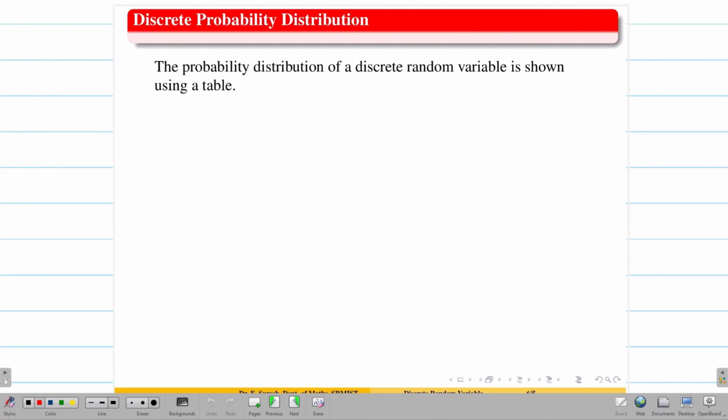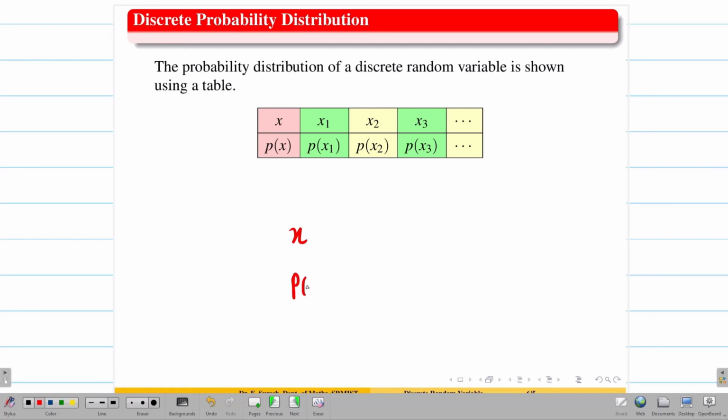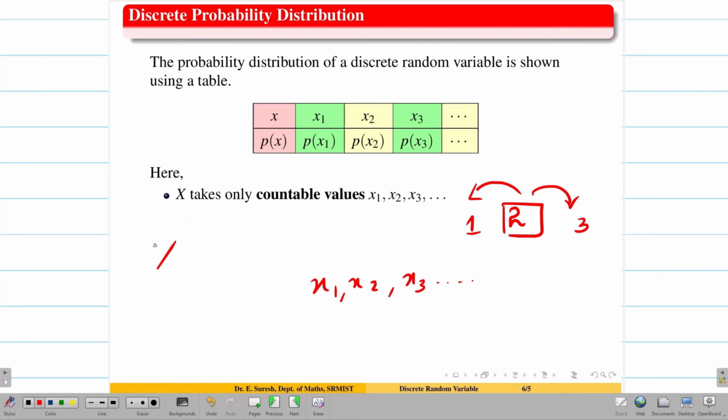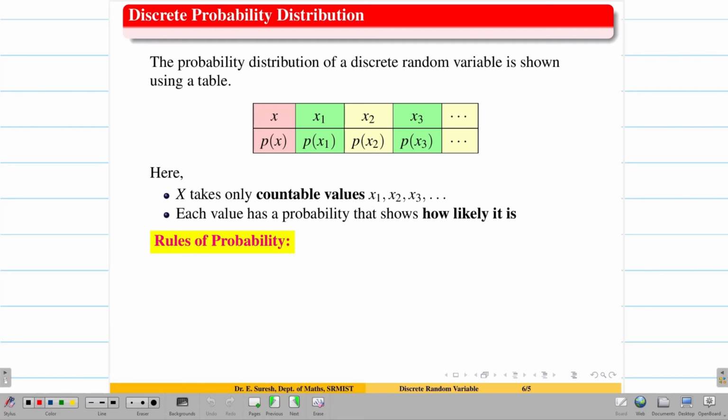Just now we saw the probability distribution. If you write the X values and their corresponding probabilities in a table, it is known as a probability distribution table. Here, let's take countable values, that is x1, x2, x3, etc. Suppose you take integers. What is the next value of 2? You say it is 3. What is the predecessor? It is going to be 1. Therefore, capital X always takes only countable values and their corresponding probabilities.